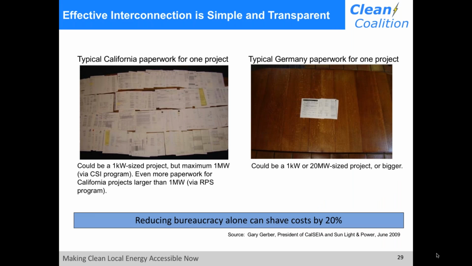Effective interconnection is simple and transparent. This is a favorite slide that we've seen for years. Reducing administrative burdens is important. Removing barriers reduces costs, and paperwork is just one example. Germany, again, provides a stark comparison. Shifting to online forms also greatly speeds processing.